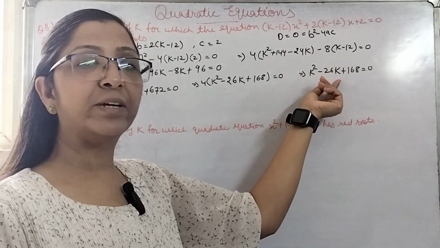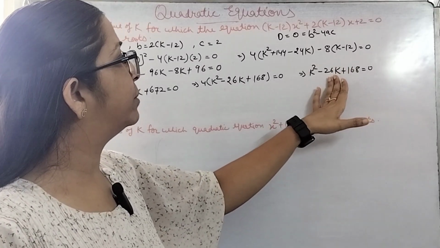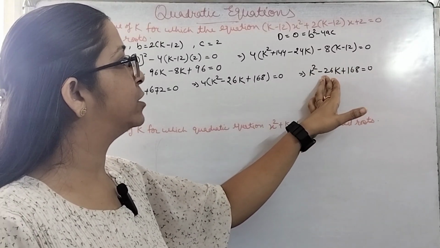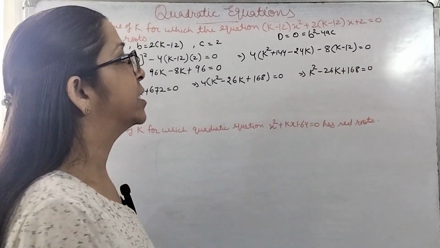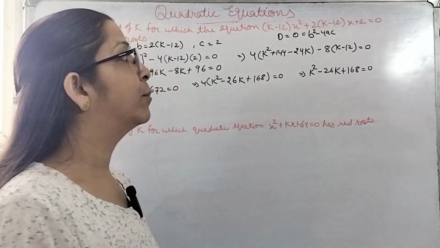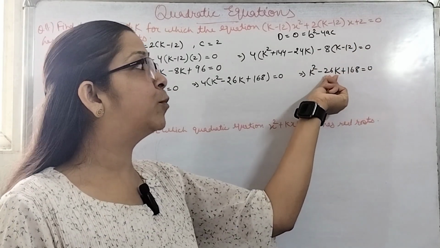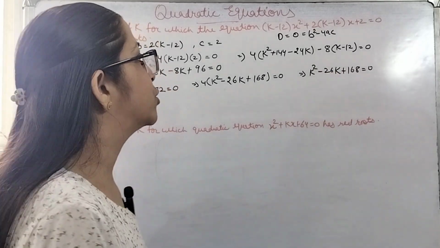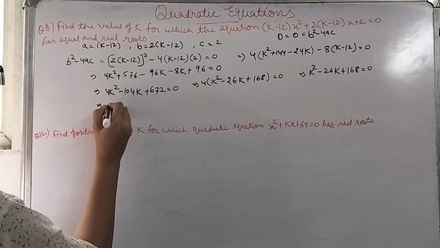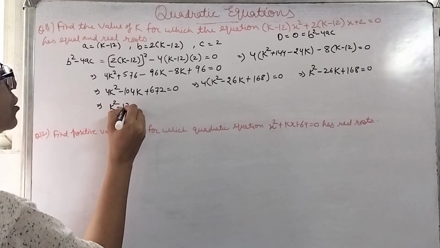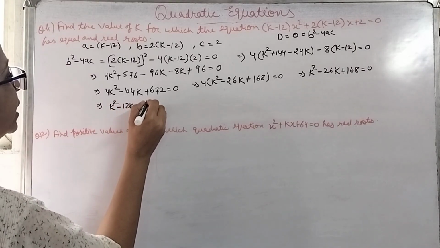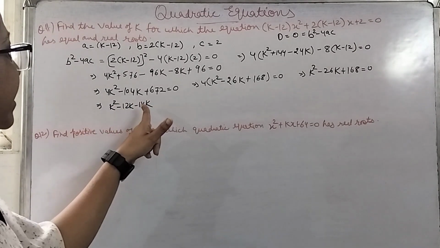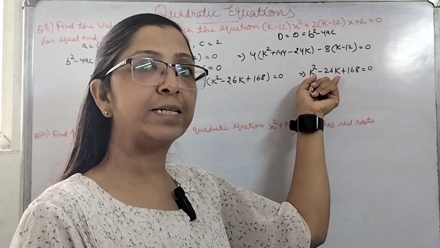So middle term splitting we can do even. In middle term splitting, we have to split minus 26k into 2 parts such that your product should be positive. Product will be positive when both the numbers are negative. Then only the product could be positive. So this could be split into k square minus 12k minus 14k. The sum of these two, minus 12k and minus 14k, is minus 26k.